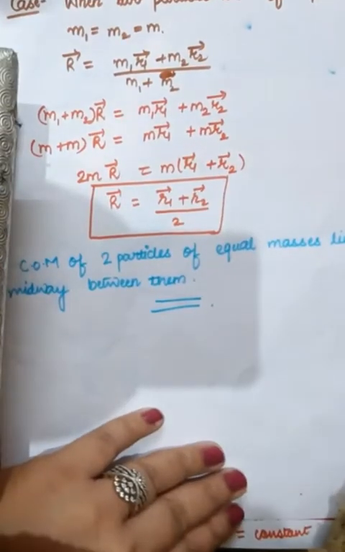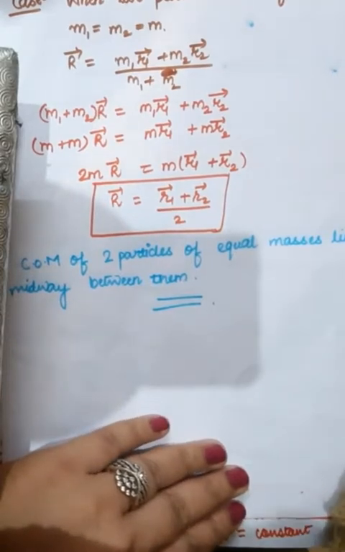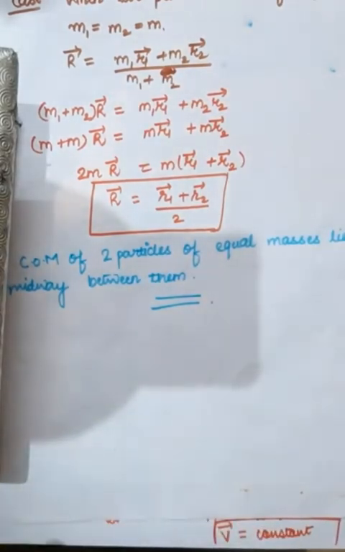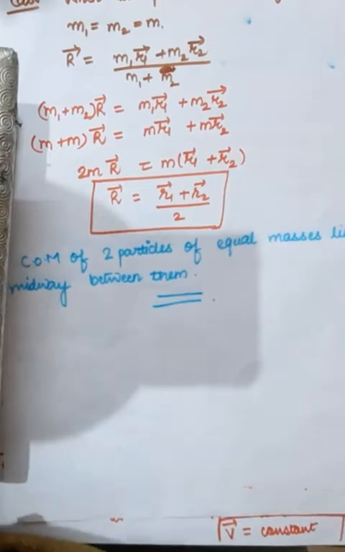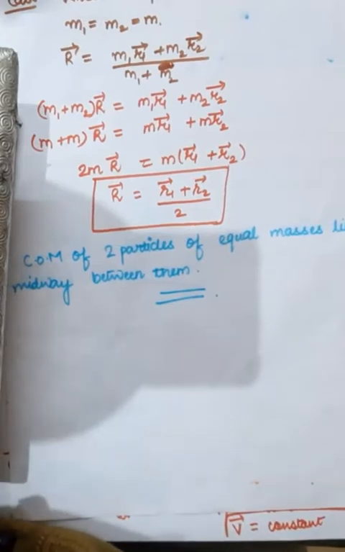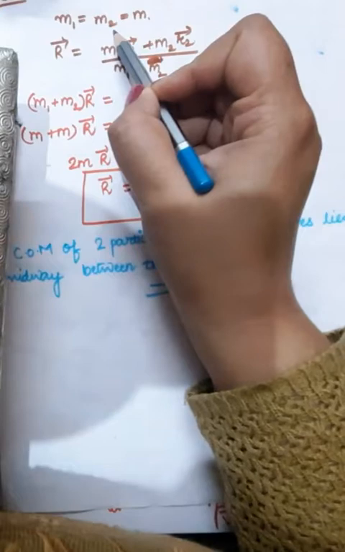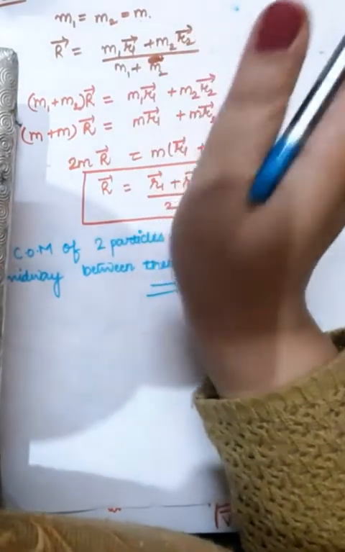Now we'll consider the third case. The third case is when the two particles are of equal masses, like when they both are of 1 kg or 2 kg each, whatever. Otherwise, particles are measured in grams only. I'm sorry for mentioning kg. So, when the particles are of equal masses, then m1 equals m2 equals m. We are considering that they both are equal.